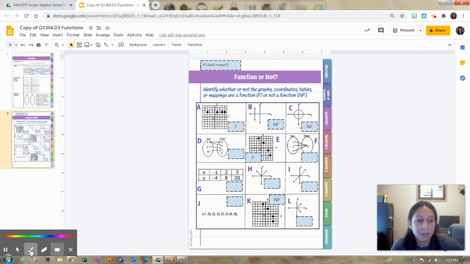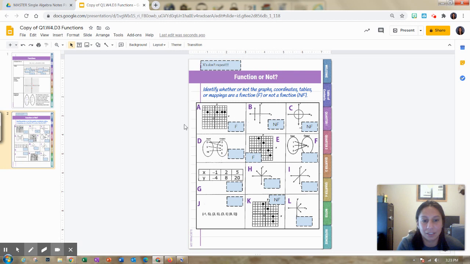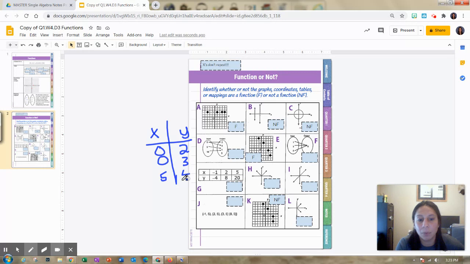So looking right here at D, if I were to make a table of values from what I am given, with x and y, 0 goes to 2, 0 goes to 3, 5 points to 4, and 10 points to 5. Looking at those values, my goal is to figure out, are all of my x's different? Looking right here at these x values, I have 2 zeros. So because those two repeated, this is not a function.